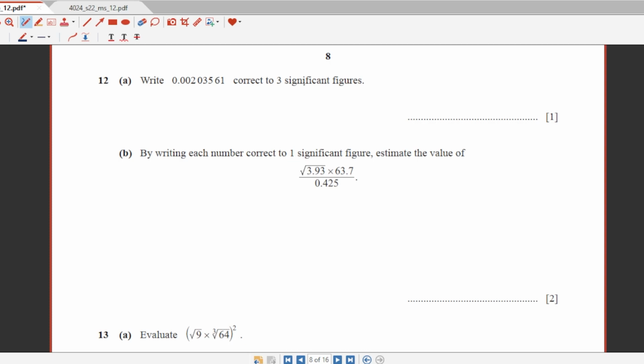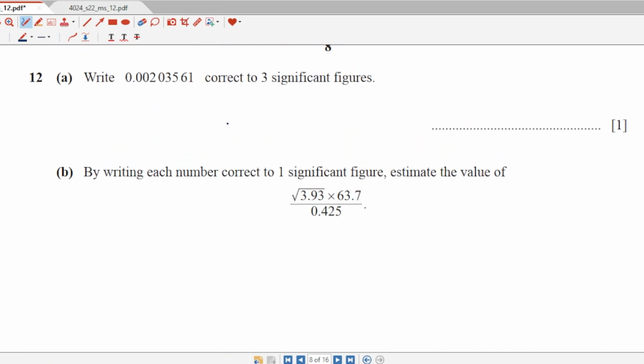Question number 12. Write these numbers correct to three significant figures. Three significant figures, there is a decimal place, 0.00. The initial zeros, for example 0.0, are not considered significant. The first significant figure is 2, the other number is 0. The 0 after the first significant figure is considered a significant figure. This is the first significant, this is the second significant, and this is the third significant number. The answer should be 0.00204.